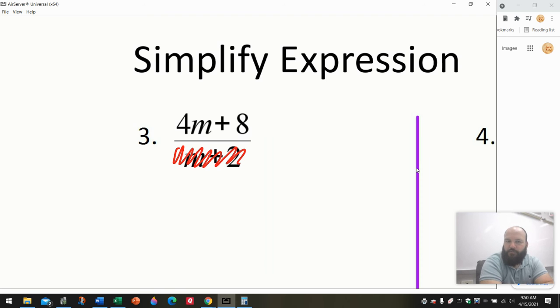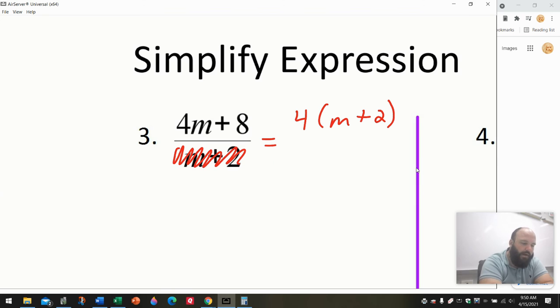Is there a GCF between 4, m, and 8? And the answer is yes, there is. It's 4. So what that allows me to do is take a 4 out and leave the other stuff behind. This is what we worked on in the last chapter and section, chapter 8, sections 5 and 6, where you can take a GCF out. And that's exactly what I did. I took a 4 out.